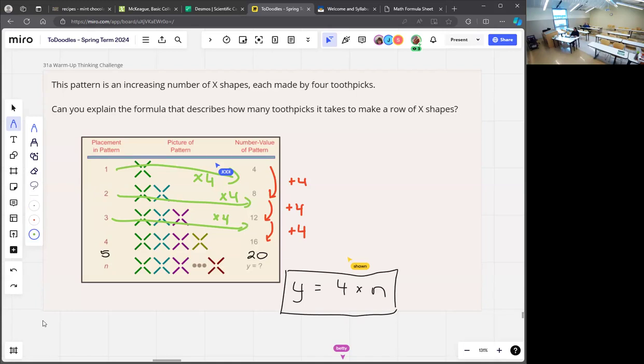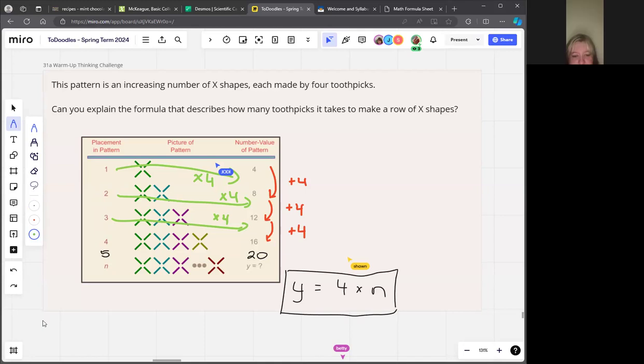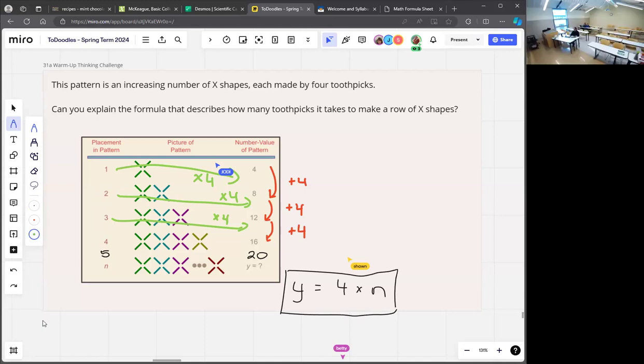Everyone okay with how this works? Can you see that the first row has 1 four? The second row has 2 fours. The third row has 3 fours. And so on. There's 1 four for each of whatever our row number is.